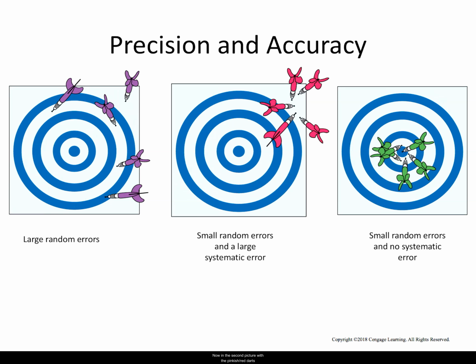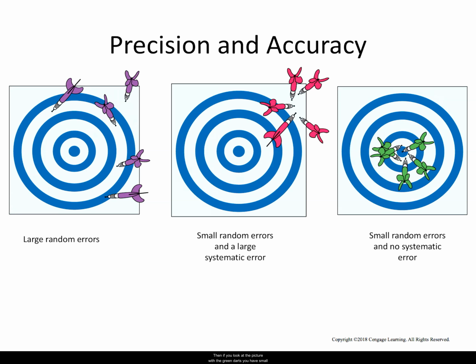Now in the second picture with the pinkish red darts, notice how there's error there, but they're all close together. So you don't have a lot of random error because you're still pretty precise. There's not a high probability of being too high or too low. They're kind of in the same direction. They have a large systematic error, so you're inaccurate, but you're largely inaccurate, all in the same direction.